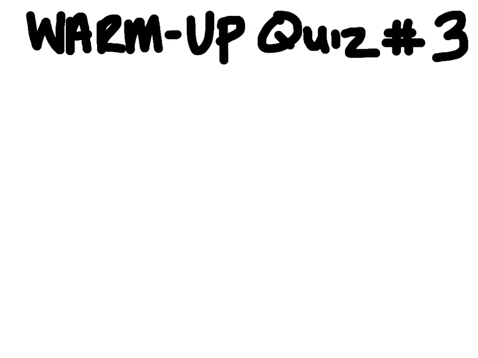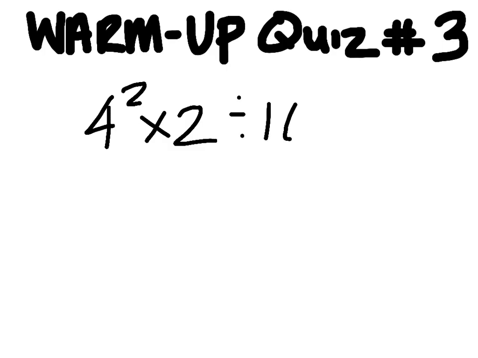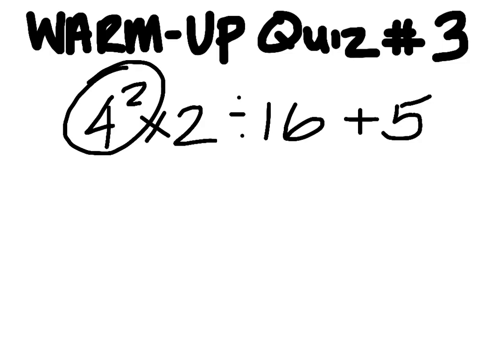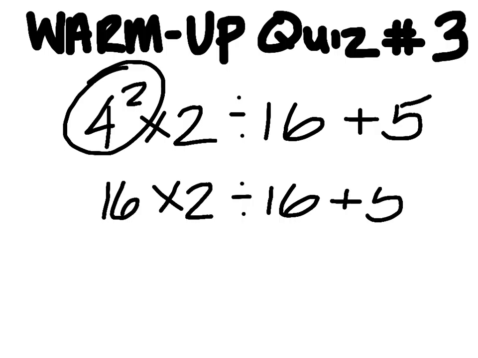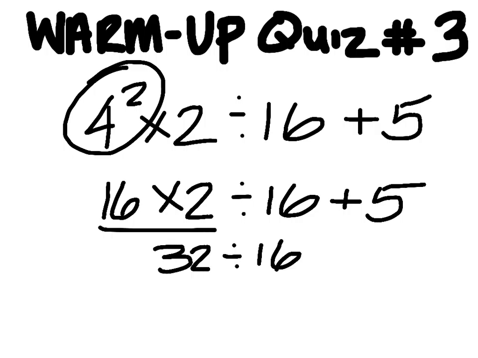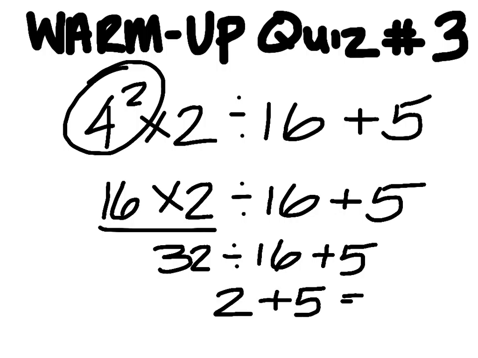Number 3. Step 1 is to get 16 from 4 squared. That's 4 times 4. And then we keep everything else. 16 times 2 is 32. If you divide that by 16, you come up with 2. Add 5 and get an answer of 7.